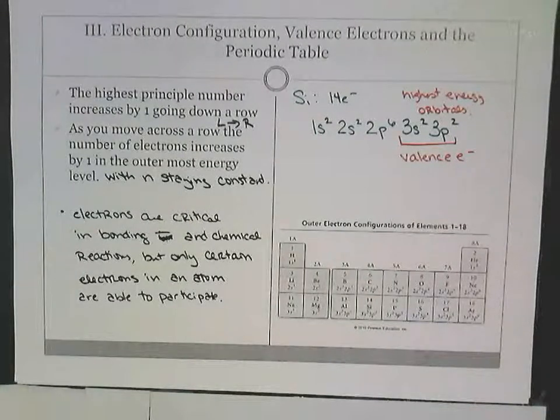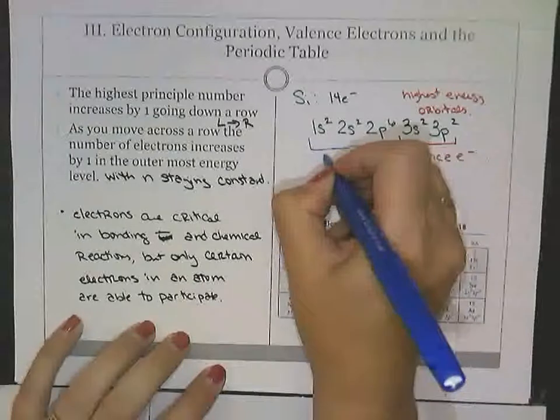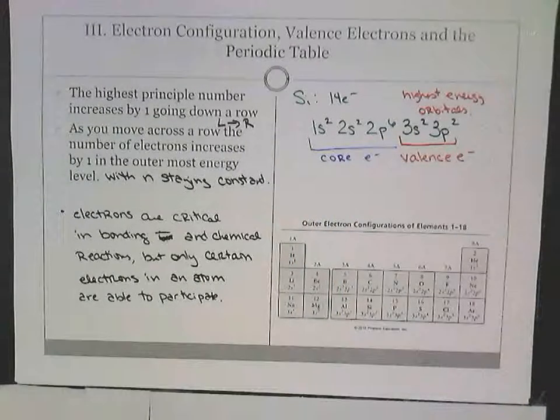And if you're not in the valence, then you're considered core electrons. Core, as in central. If you are a valence electron, you are the one that is available to do chemistry. You're farthest to the outside, you're the highest energy, you're the most reactive. Those are the ones that are going to be available to do work.